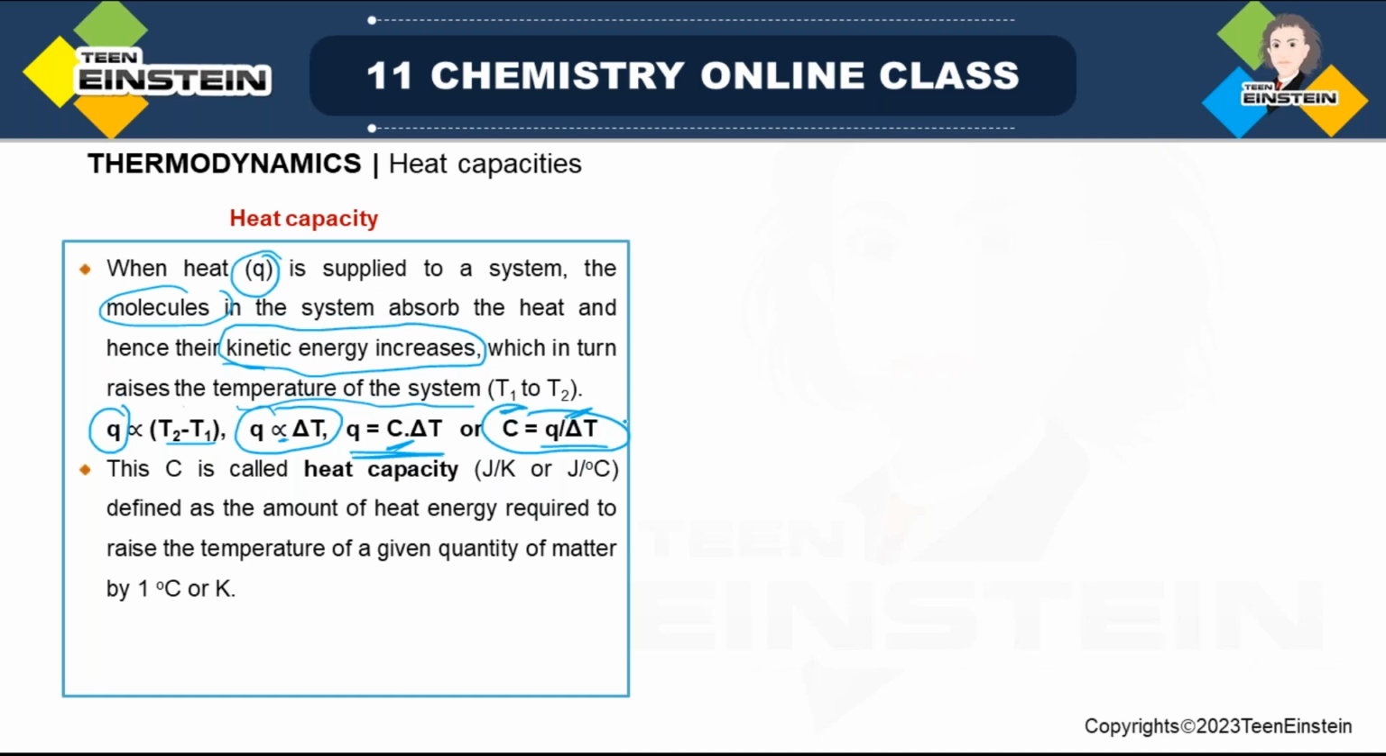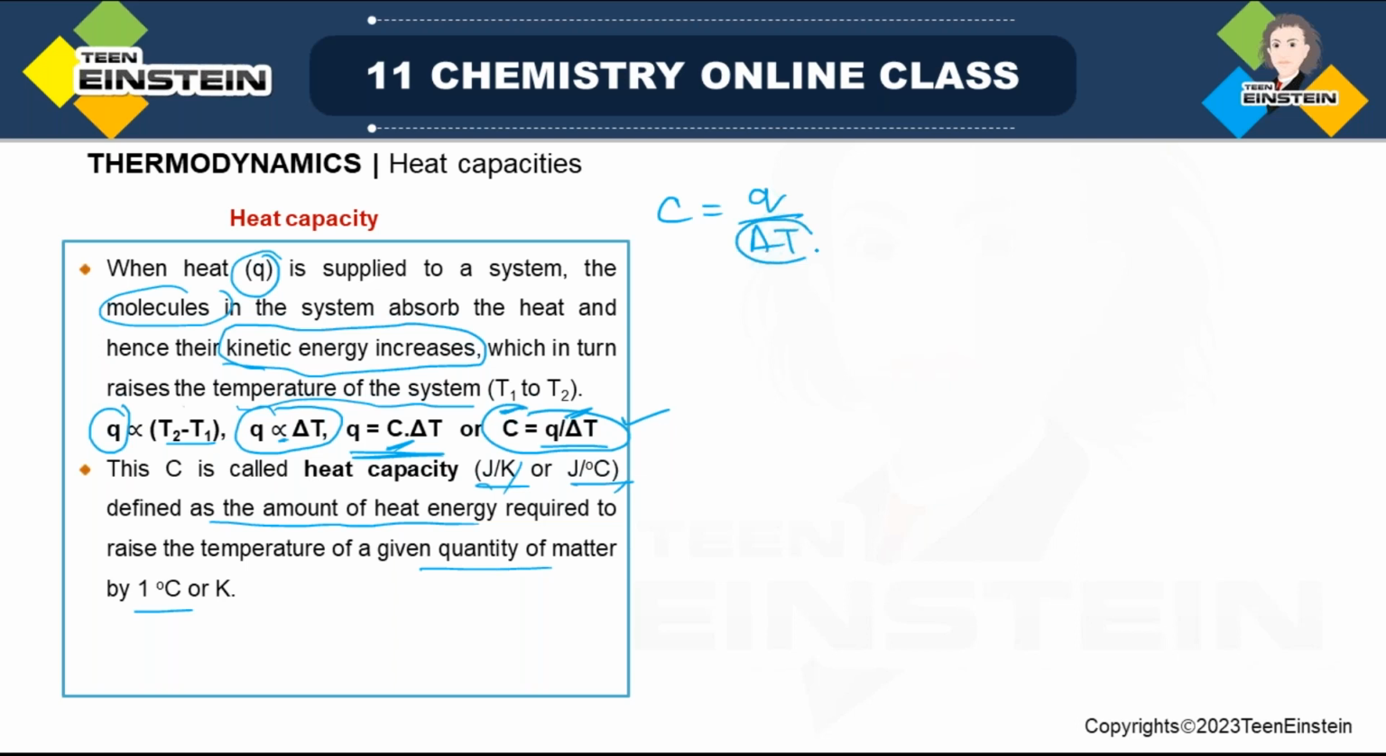Based on this equation, you can now frame the definition of heat capacity, with its unit. It has to be this unit because it is Q by delta T, so it should be joule per Kelvin or joule per degree centigrade. Any temperature unit you can use. So C is heat capacity, which is defined as the amount of heat energy required to raise the temperature of a given quantity of matter by 1 degree centigrade or Kelvin. So C is equal to Q by delta T.